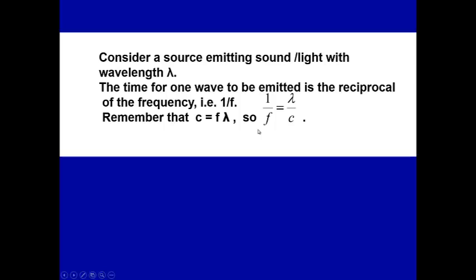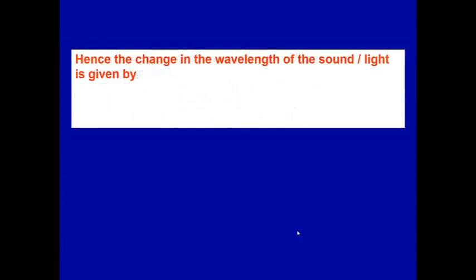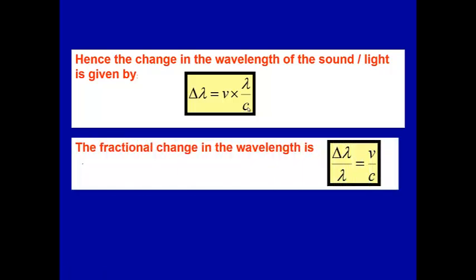So if we remember that c here is the speed of light, so 3 times 10 to the 8 meters per second. If the source is moving away from the observer, how many meters has it moved during the time that it takes for one wave to be emitted? So distance is equal to velocity times time, so the distance it travels is the velocity times lambda over c. So that gives us an expression for the change in wavelength. Change in wavelength is v times lambda over c.